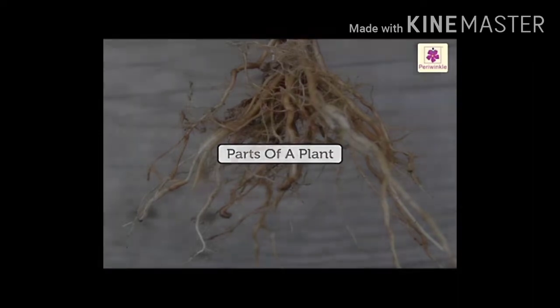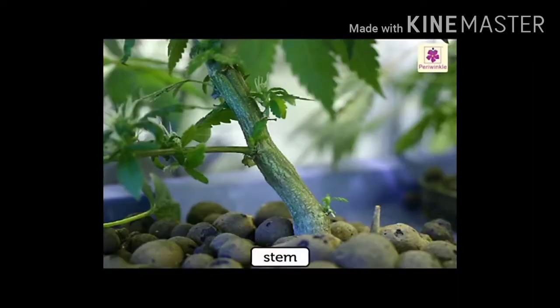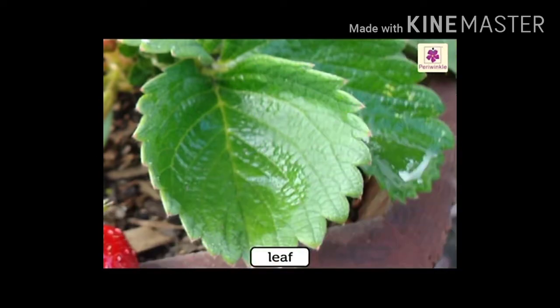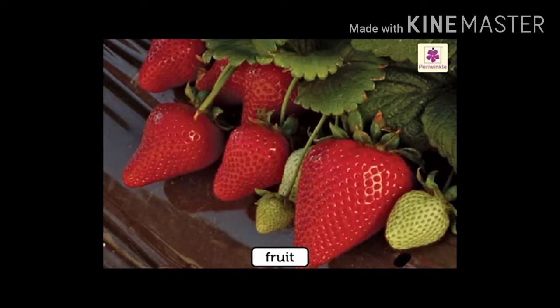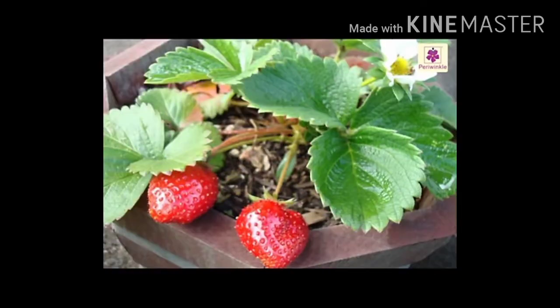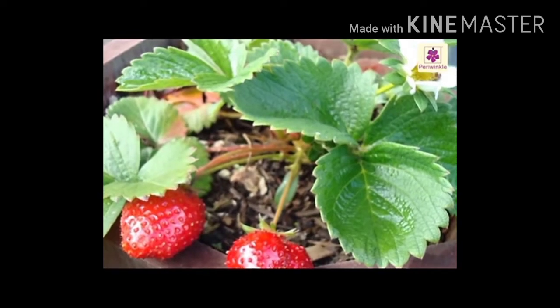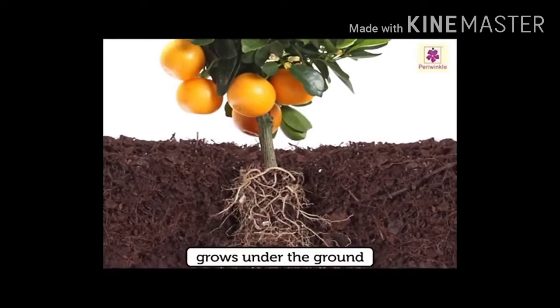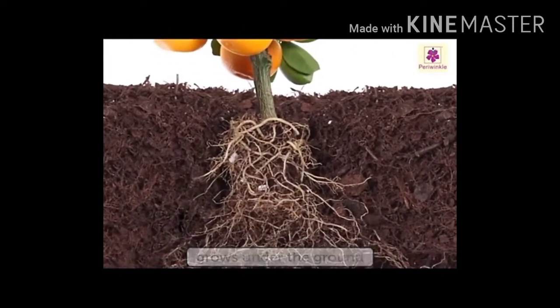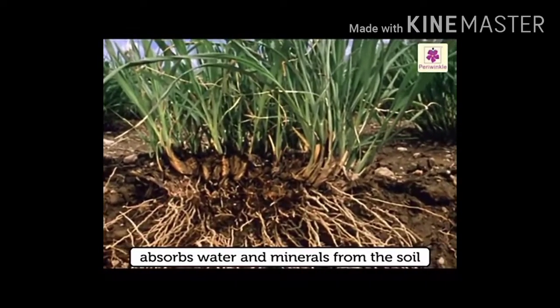Parts of a plant: root, stem, leaf, flower, and fruit are the different parts of a plant. Let's learn more about them. The root. The root grows under the ground. It absorbs water and minerals from the soil.